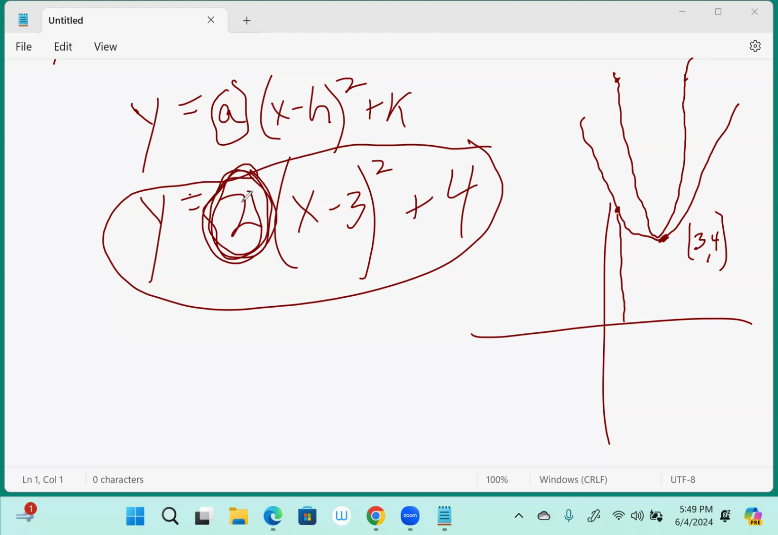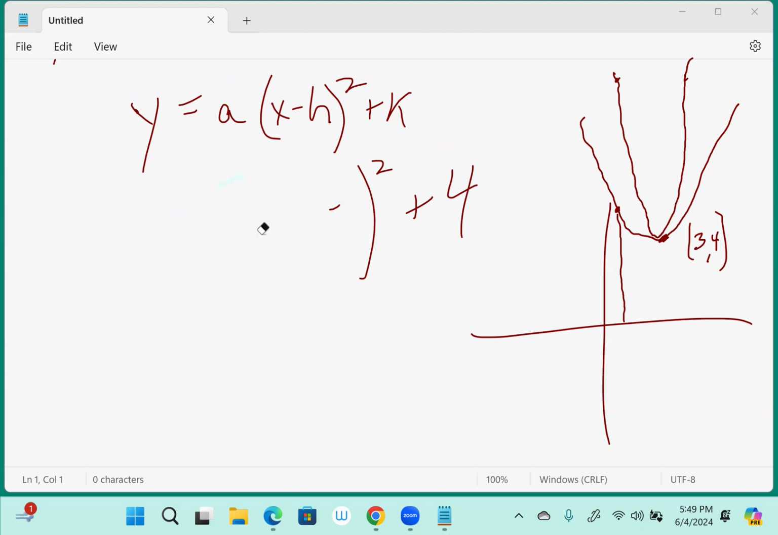If this 2 were a number less than 1, let's say 1/2, it would make it flatter. It would be more like this, if you can see my cursor. By knowing that, you can see how valuable this vertex format is. That's the format you want to get it into, even if they haven't given it to you.